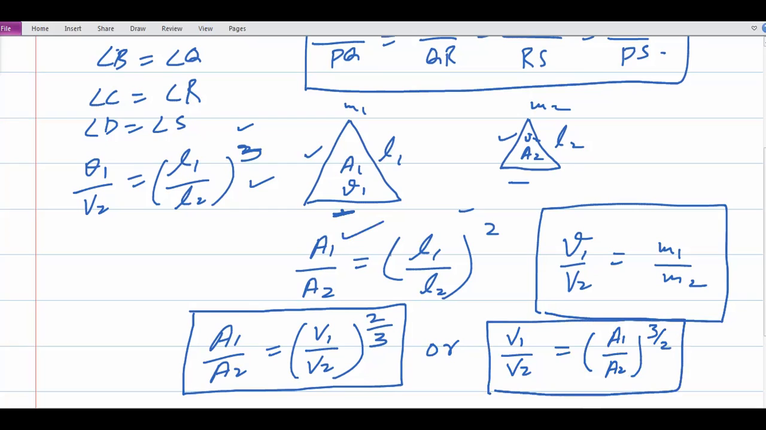Ratio of area, this formula. Ratio of volume, this formula. Ratio of volume can also be this formula. Comparing ratio of area with ratio of volume, this formula. Comparing ratio of volume with ratio of area, this formula will be there. If you remember these formulae, then we can easily solve the required questions.